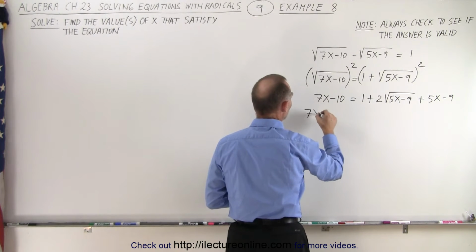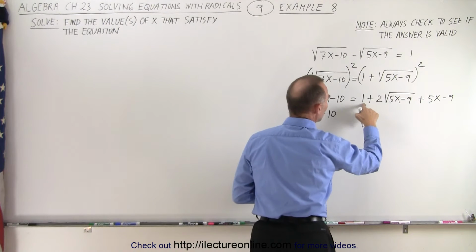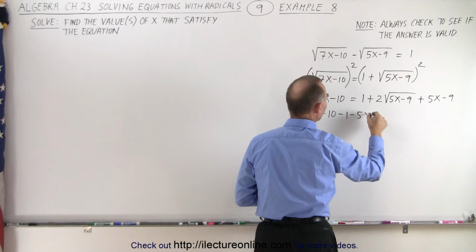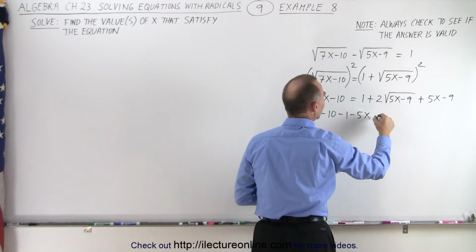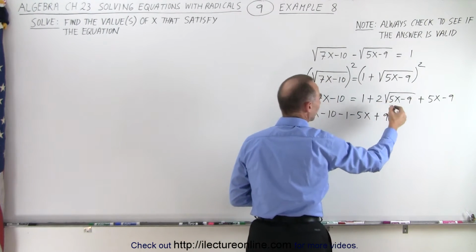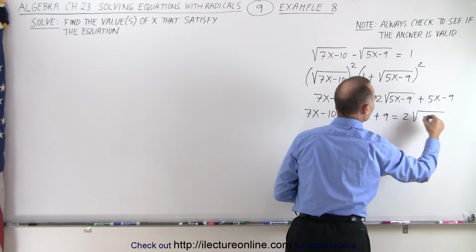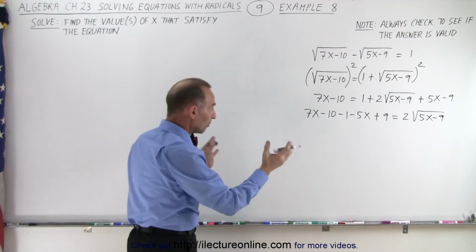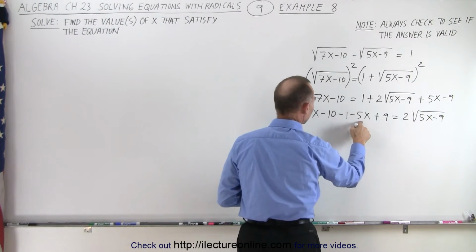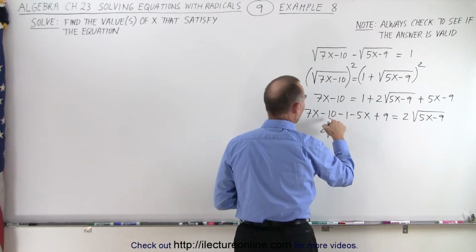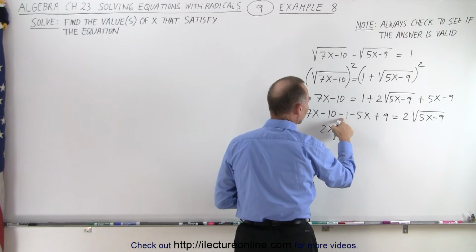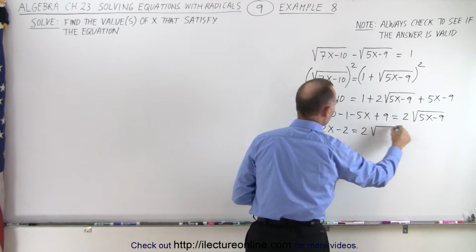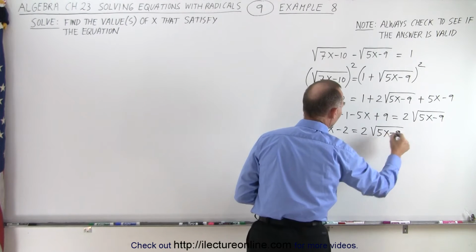So on the left side we have 7x minus 10. We move the 1 across, it becomes minus 1. We move the 5x across, it becomes minus 5x. And we move the minus 9 across, it becomes a plus 9. Equals, on the right side, 2 times the square root of 5x minus 9. Before we square both sides, let's combine like terms. We have 7x minus 5x, which is 2x. Minus 10 minus 1 is minus 11, plus 9 is minus 2, and that equals 2 times the square root of 5x minus 9.